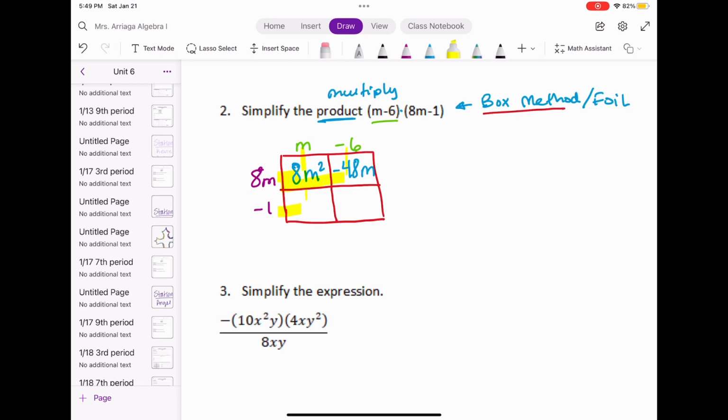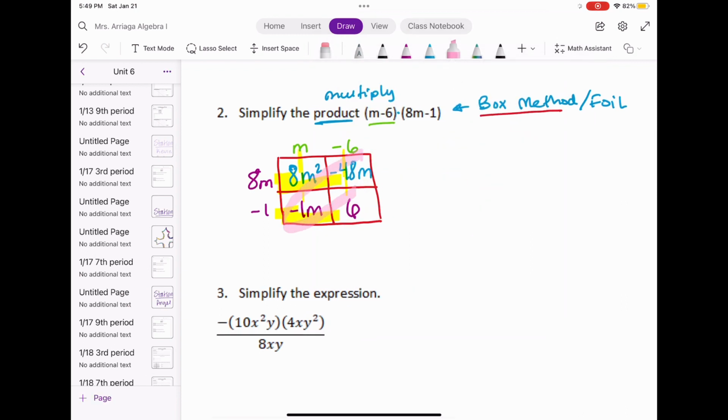Third box, we get m times negative 1, and that's negative 1m. You don't have to write the 1, but let's just draw it to make it easier. And the last box is negative 6 times negative 1, which gives us 6. Now let's combine like terms, which are the negative 1m and the negative 48m, remember, diagonal. And that gives us negative 49m.